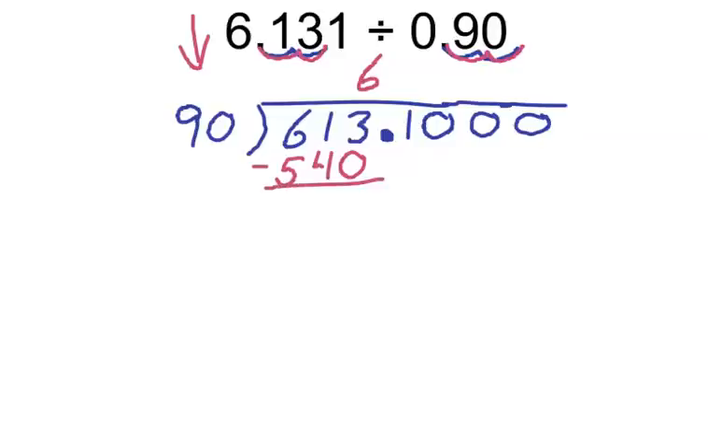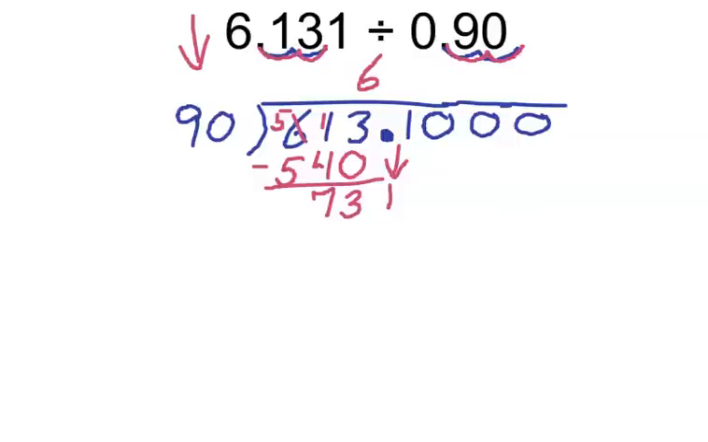We have 3 minus 0 is 3. We can't take 4 away from 1, so we'll have to borrow here and make it 11. So we have 11 minus 4 equals 7. All right, and then we'll bring down the 1. Okay, so how many times does 90 go into 730?